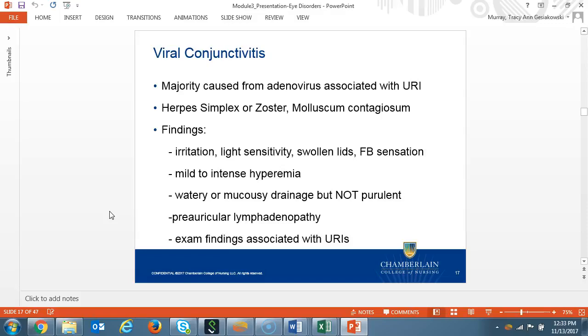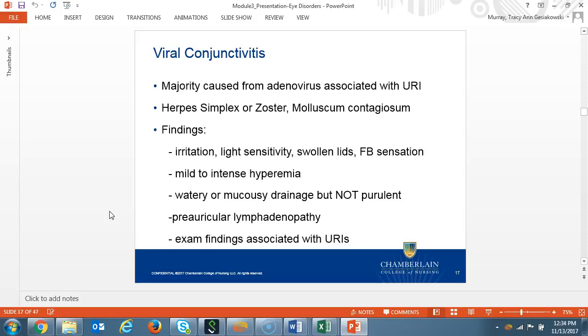Signs and symptoms include irritation, mild light sensitivity, and swollen lids, and the patient may complain of a mild foreign body sensation. On physical exam, mild conjunctival hyperemia to intense hyperemia and watery or mucousy discharge can be seen. However, the drainage is not purulent, which is the distinguishing characteristic between bacterial and viral conjunctivitis.